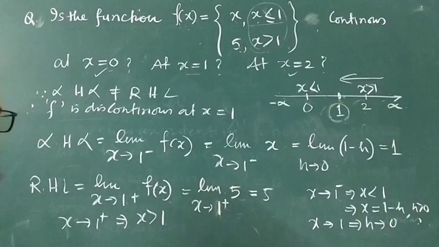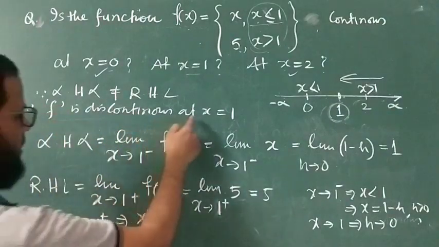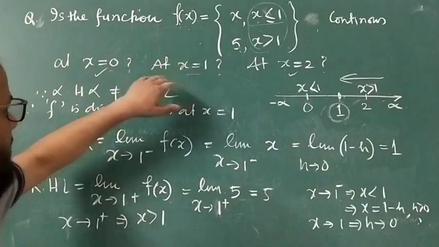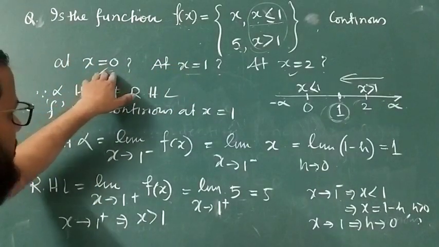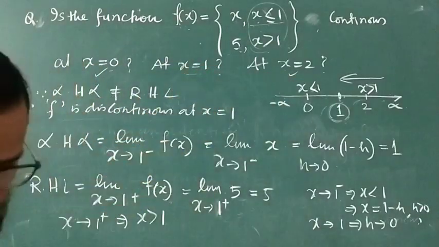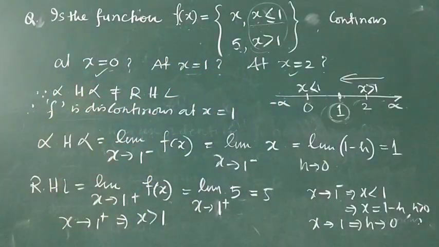Okay, so in this case the function is discontinuous at x is equal to 1. So among the 3 points, the function is continuous at x equal to 0, at x equal to 2, and discontinuous at x equal to 1. Suppose that this question is given for 1 mark.